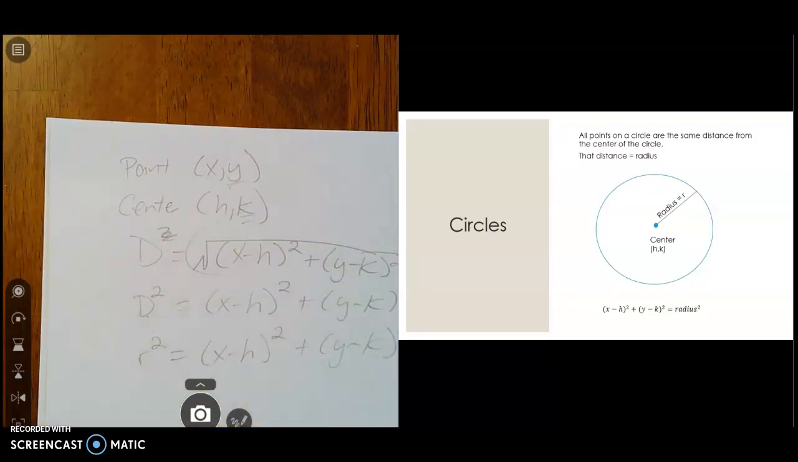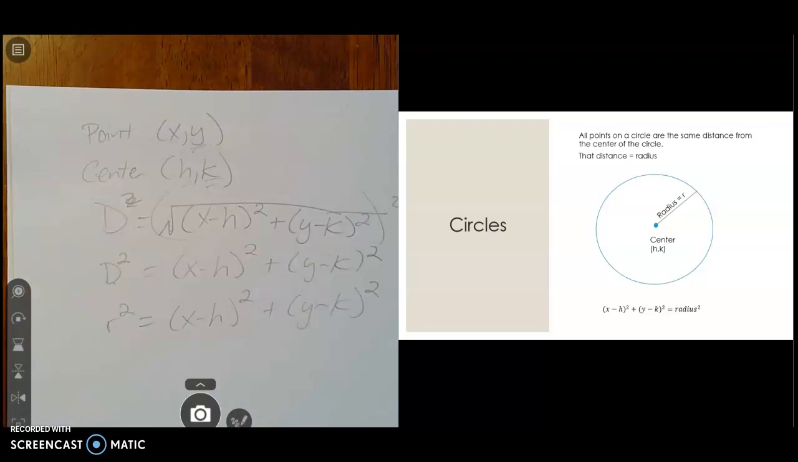That's where this general formula or format comes from. And for whatever reason, they often put the radius on the other side, but it doesn't really matter which side they put it on. But that's the general format for a circle equation.